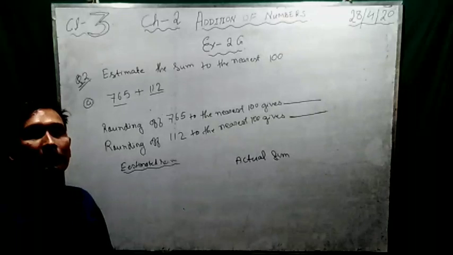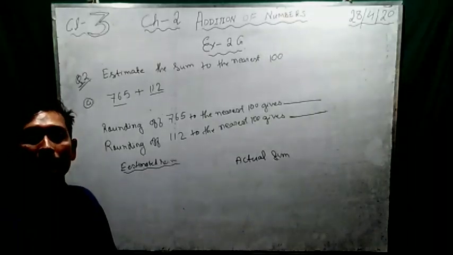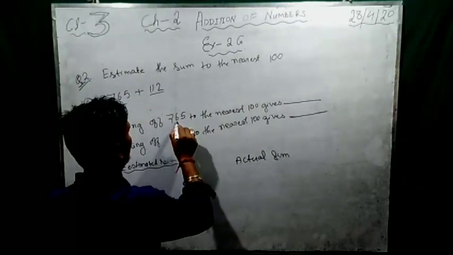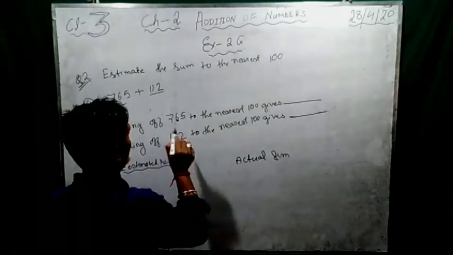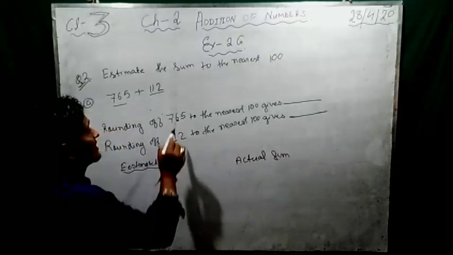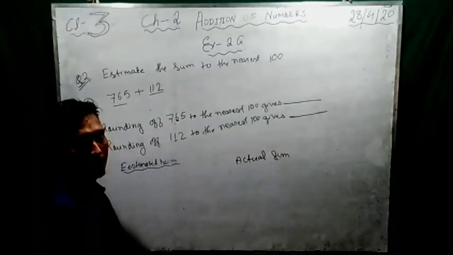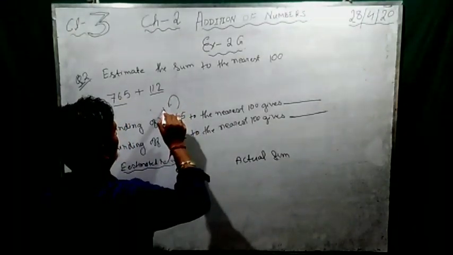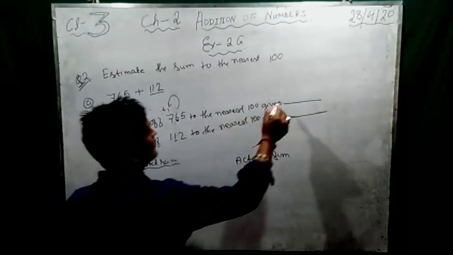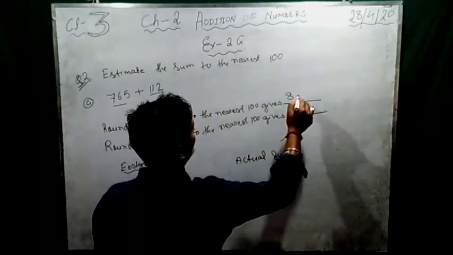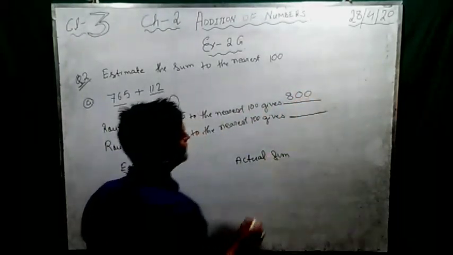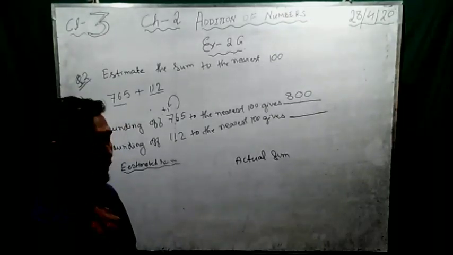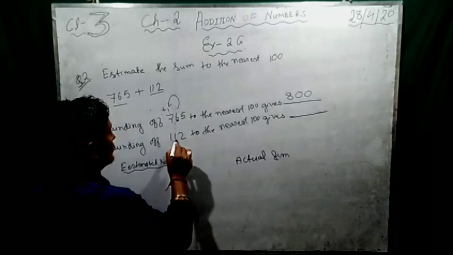So when we are doing the nearest 100, what do we have to see? Which place number? Yes, the tens place number. So this is 6 and this is 1. So this 6 is more than 5 or less than 5? Yes, more than 5. So plus 1. 7 plus 1, 8, and in place of 6 and 5, 00, because we are doing it to the nearest 100.